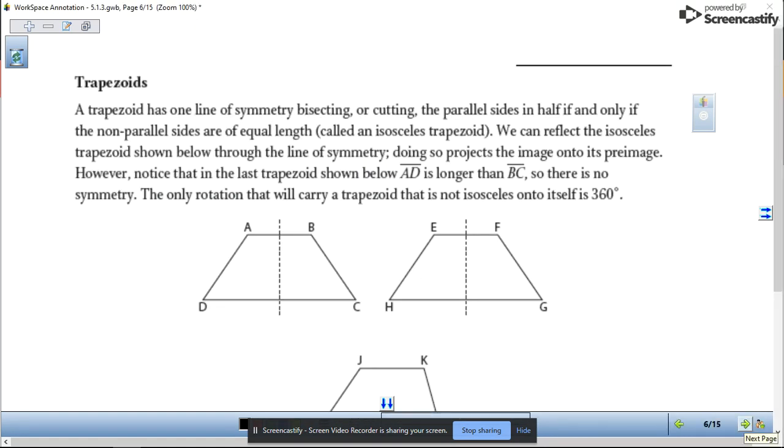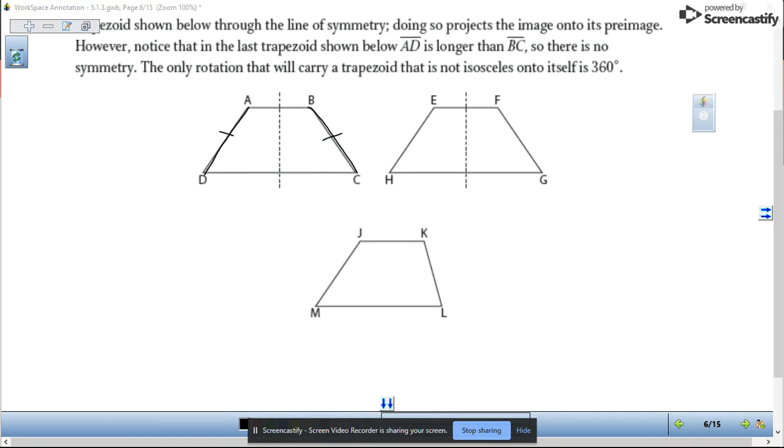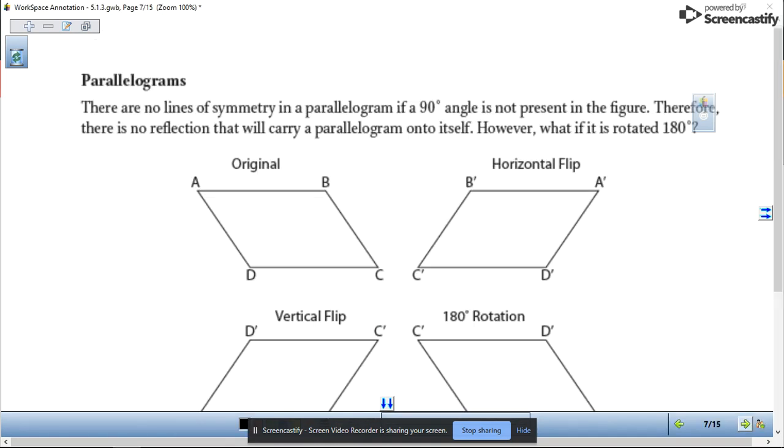All right, so a trapezoid, if it's an isosceles trapezoid, then it can be reflected left and right, okay? Isosceles meaning that AD and BC, those two sides, are congruent. If it is not isosceles, like JKLM down here, then there is no line of symmetry, okay? With a parallelogram, these are just some special figures that we're focused on. Then we'll look at some examples.